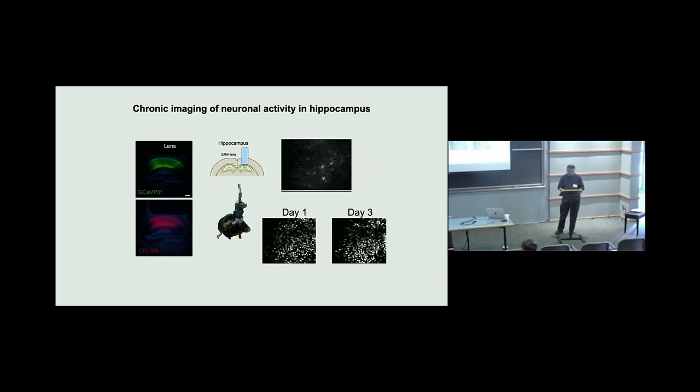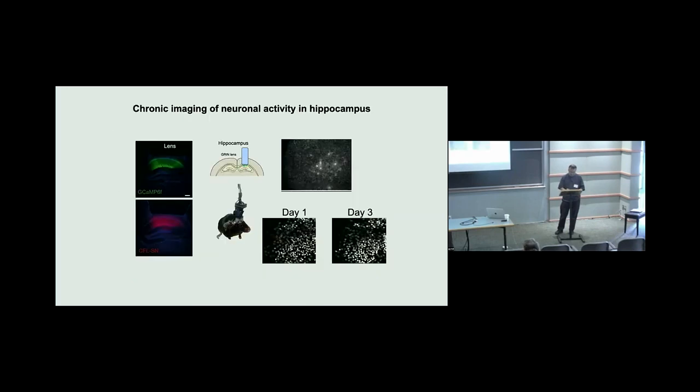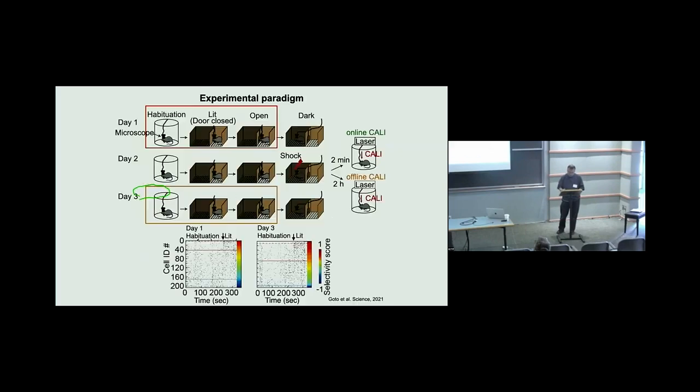So what we did next is we expressed GCaMP, the green calcium indicator protein, and we also expressed Kavli supernova. And then we monitored the neuronal activity using an endoscopic, head-mounted fluorescence camera. So you can see, it's not moving. You can see this kind of calcium activity. And we monitored this neuronal activity on day one and day three. And basically you can see the same cells over and over again. So this is what we did.